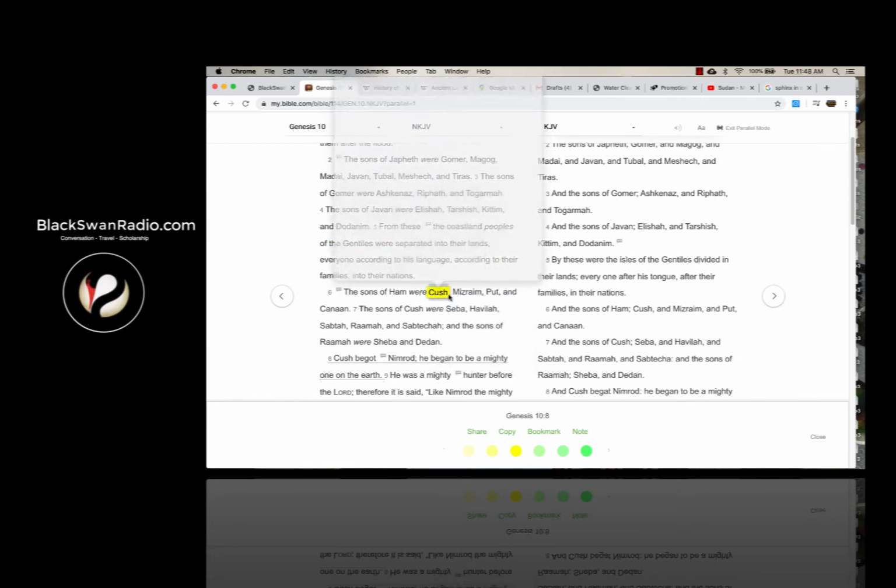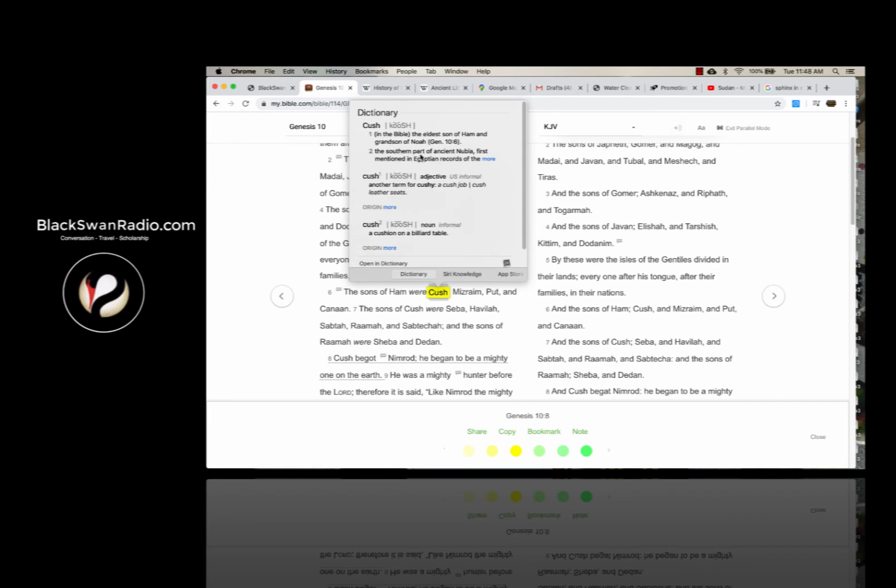If you look up Cush, it says the southern part of ancient Nubia, first mentioned in Egyptian records of the Middle Kingdom. In the Bible, it is the country of the descendants of Cush. So Cush is the eldest son of Ham, in 10:6. He's the eldest because he's first mentioned. And allegorically, if that makes sense to you, based off the allegory, his character represents the southern part of ancient Nubia. That's the reason why we're here.